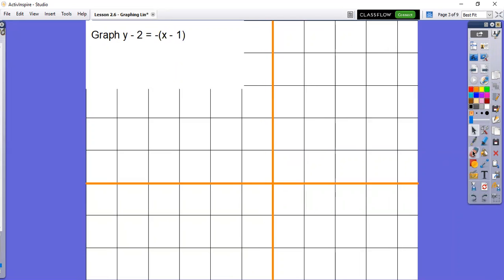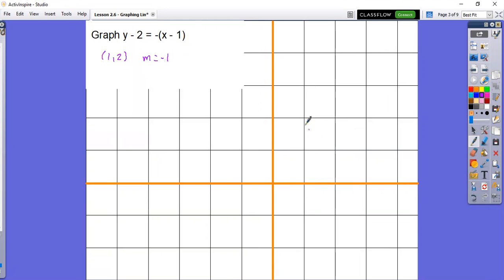Let's take a look at one that's in point-slope form. This one, I've got y - 2 = -(x - 1). I can tell this is point-slope form from the way this is presented, and from the way this is presented, I can also tell that I have the point (1, 2) on the graph, and that the slope is equal to -1.